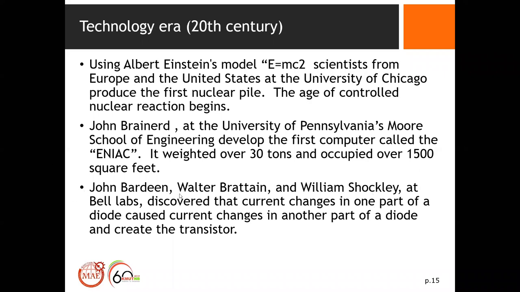The third one: John Bardeen, Walter Brattain, and William Shockley. These three scientists work at Bell Labs, and they invent the semiconductor device. So you know semiconductor device, right? Which is a diode and transistor. These three invented the transistor or semiconductors, that means the world starts to enter into the digital and computer era.